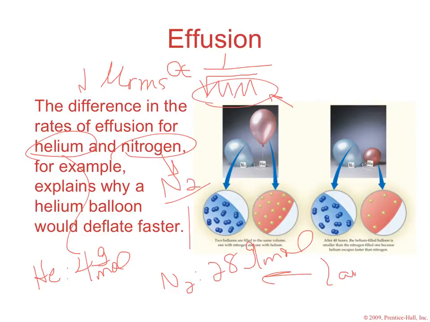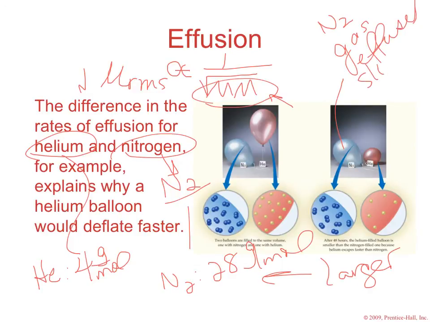Nitrogen is a larger particle of gas, therefore it would move slower, and therefore nitrogen gas effuses slower. So a balloon filled with nitrogen gas that had a hole in it would stay inflated longer. Helium has a lower molar mass. The gas would effuse faster because it's a smaller molecule, and the balloon would deflate faster. These are conceptual problems that you should be able to explain fast.